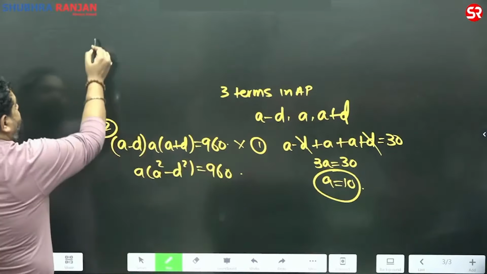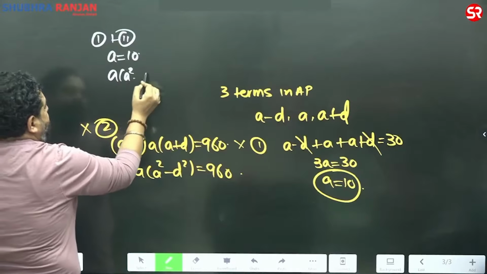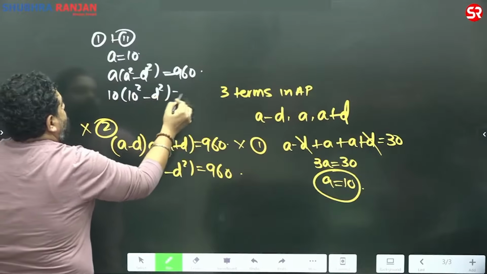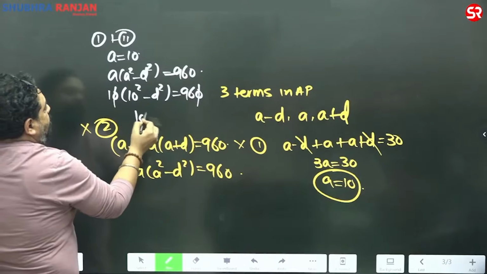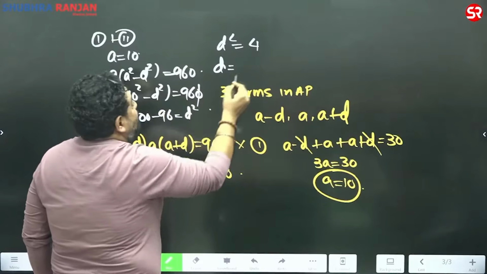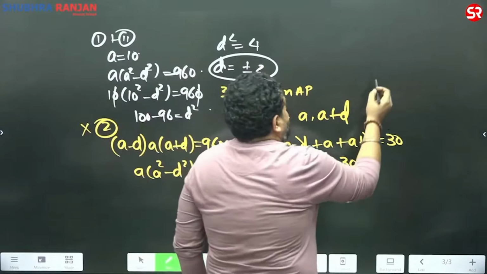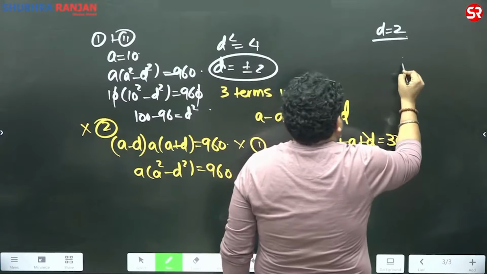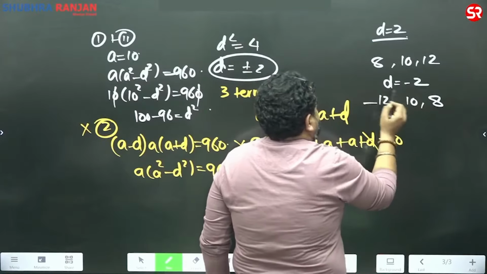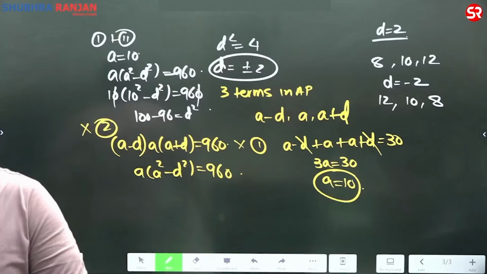Then, mixing them together, 1 plus 2, it gives you A is equal to 10, and A times A square minus D square is equal to 960. So, I put the value: 10 times 10 square minus D square is equal to 960. Cancel, cancel, which means 100 minus 96 is equal to D square, which means D square is equal to 4, which means D is equal to plus minus 2. This is brilliant. There are two values of D. If you write the terms of the AP, if you take D is equal to 2, then the AP becomes 10, 12, and 8. But if you take D is equal to minus 2, then the AP would be 12, 8 and 10. So, what is the first term? Either 8 or 12. Answer is not unique. 4. Clear?